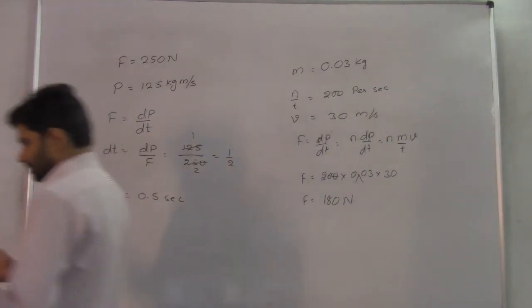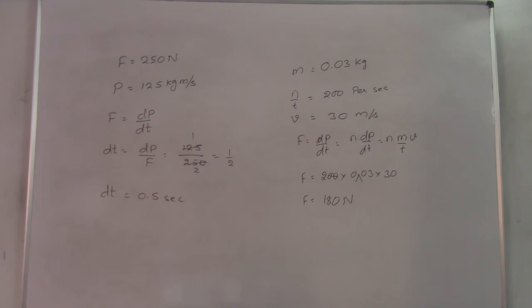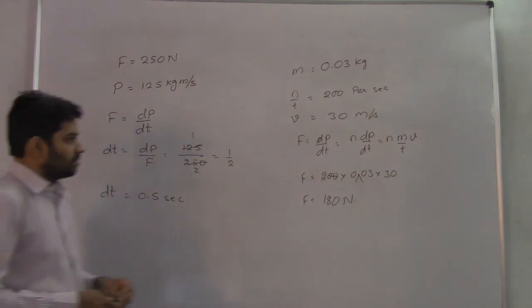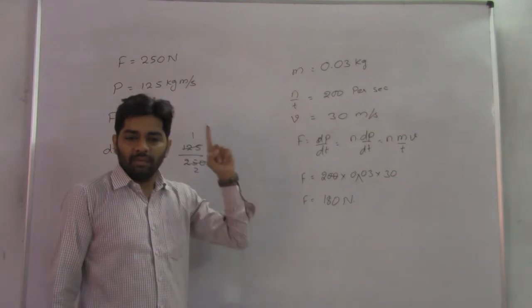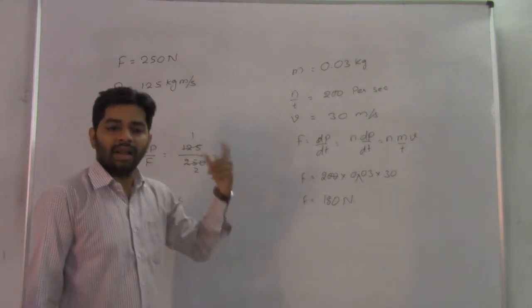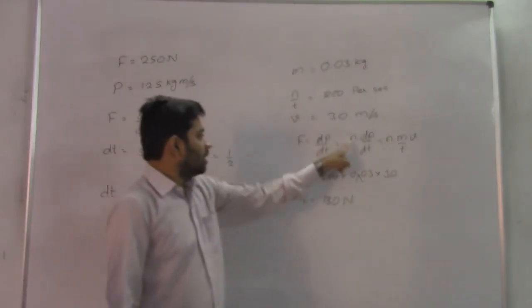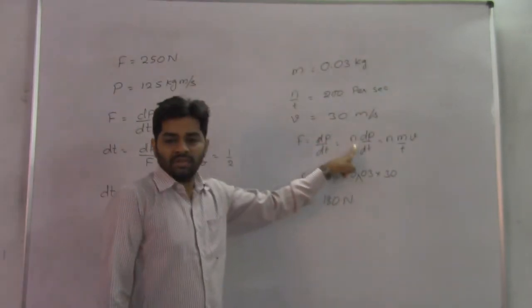Check it out. dp by dt is the change of momentum for only one bullet. Here they mentioned n number of bullets, so the force required for n number of bullets is n into this value.